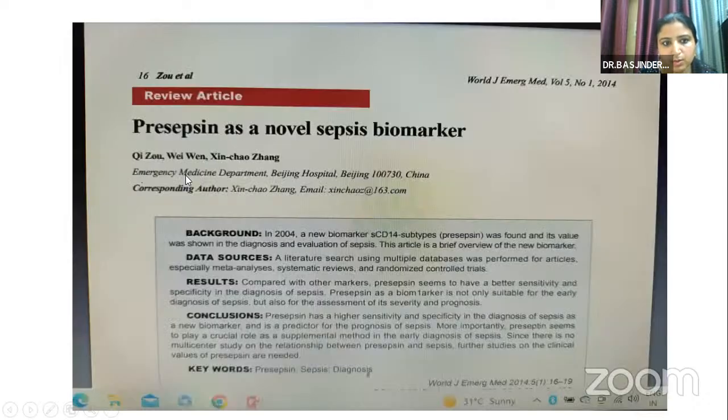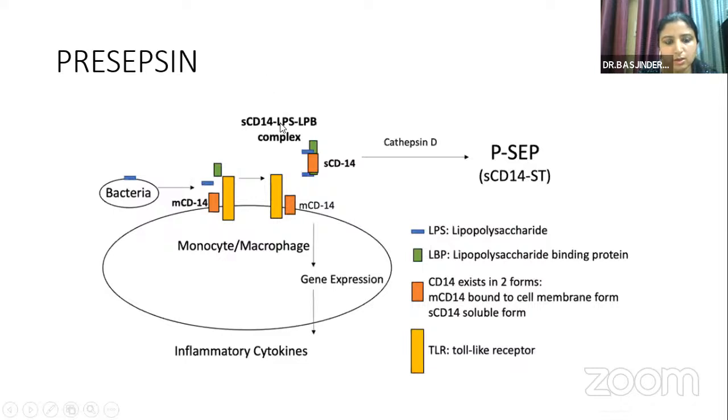So what happens is the bacteria form a complex with the soluble CD14, and in the presence of cathepsin D, we can detect it as presepsin. So as the name suggests, it can be detected even before you make the diagnosis of sepsis. That's why it is called presepsin. So this is the basic mechanism of how presepsin is formed by the bacterial lipopolysaccharide and monocyte macrophage mCD14 soluble receptor complex.